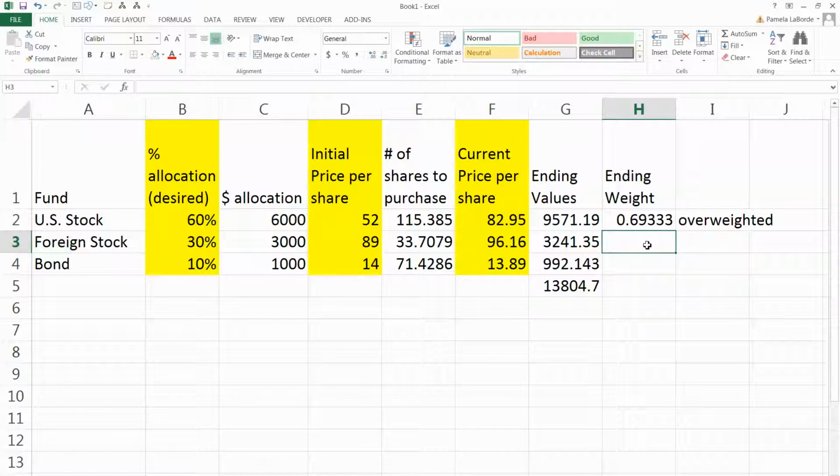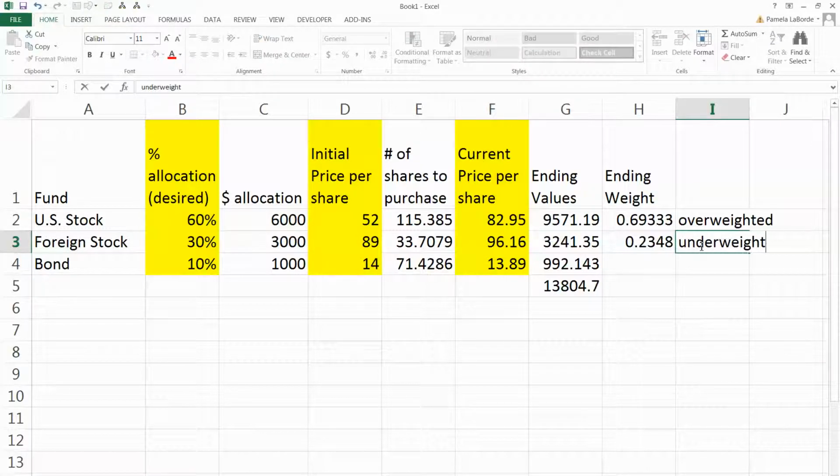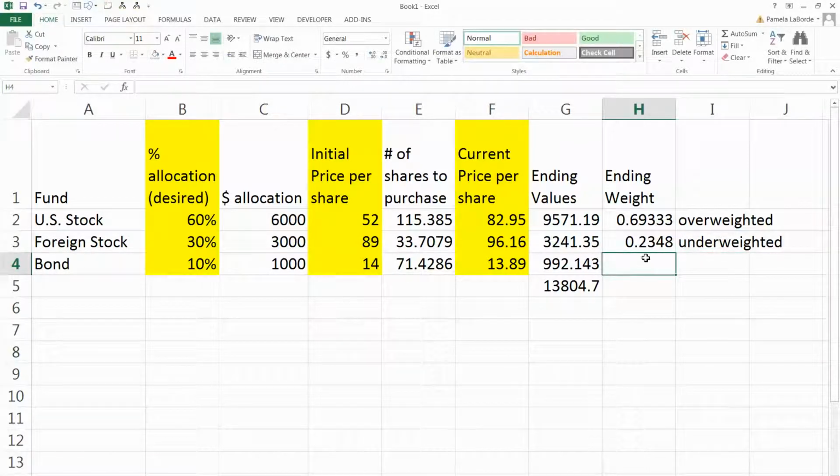All right. So to find the ending weight of this foreign stock fund, I'm going to take my ending value, the $3,241, and divide that by the total value of 13,804.7. That will calculate my weight in the foreign stock fund. It's 23.48%. I want it to be 40%, so I'm underweighted now in the foreign stock fund.